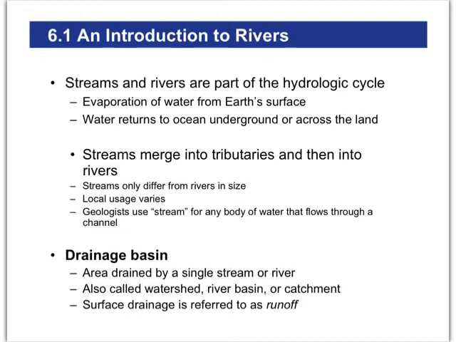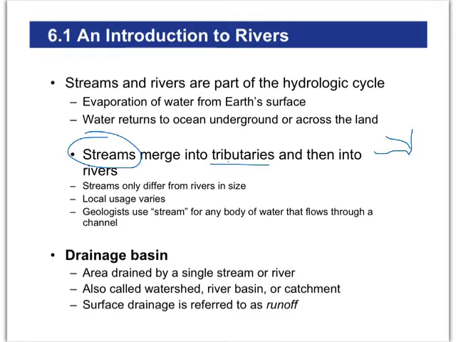Different parts of the river have different names depending on how big or wide the channel is. For example, we have streams. We're going to use the word stream to describe pretty much anything that flows through a channel on the land, or at least USGS geologists do that. But streams are actually kind of small bodies of water that flow together.